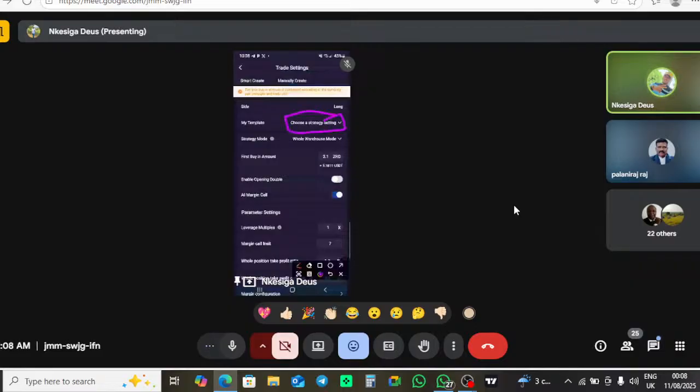Then here it should be showing the position. Do you want to long or you want to short? For this case of whole warehouse, we are trading under whole warehouse. Yes. Then, if we come here on the first buy, it is still a challenge to most of you here.